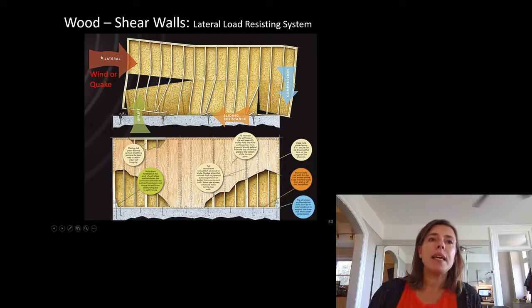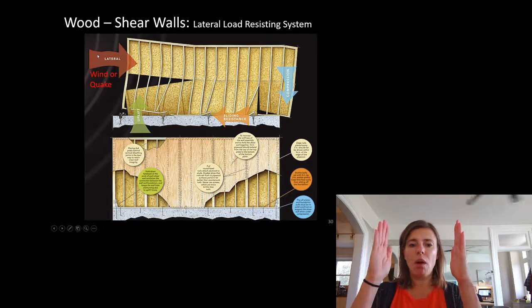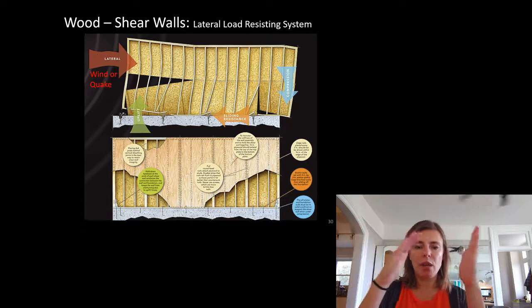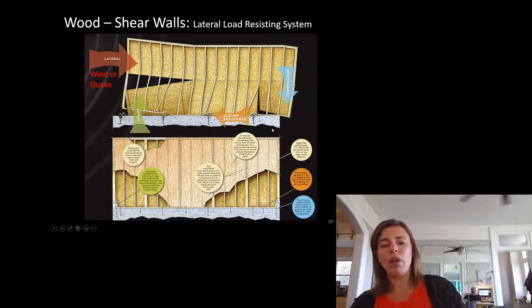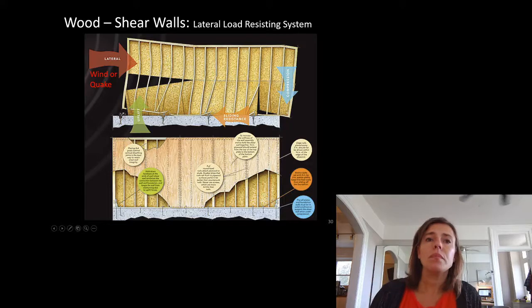So you can see here that our shear wall is being racked. There's a force pushing on it here. This side tries to lift up, this side tries to drop down, and the whole wall also tries to slide. So you can see that it gets damaged very easily.